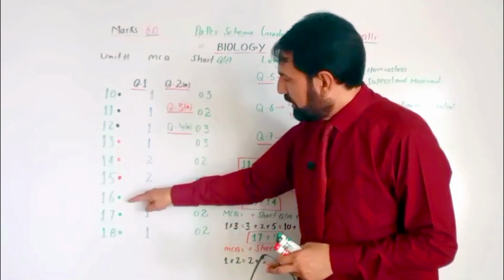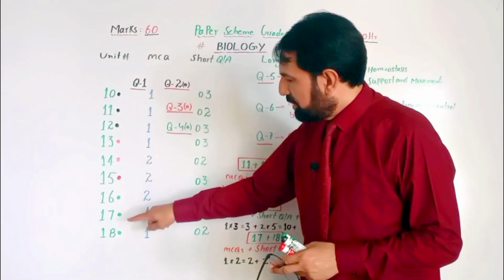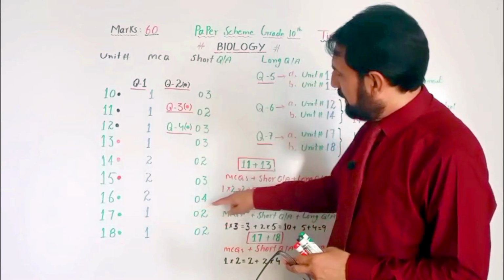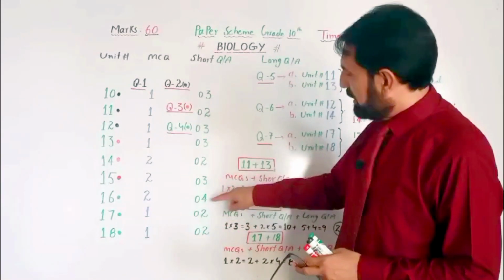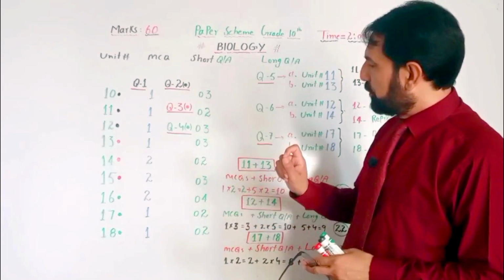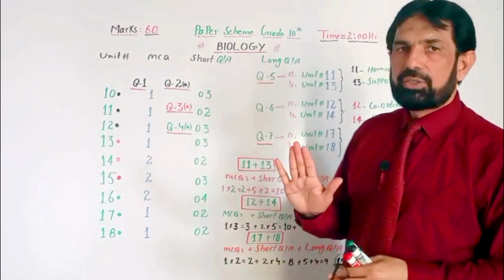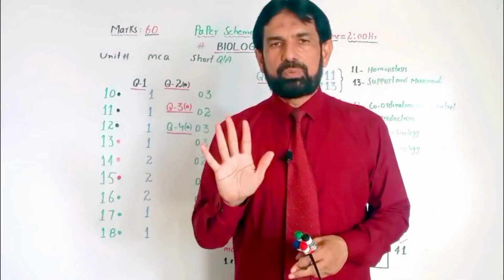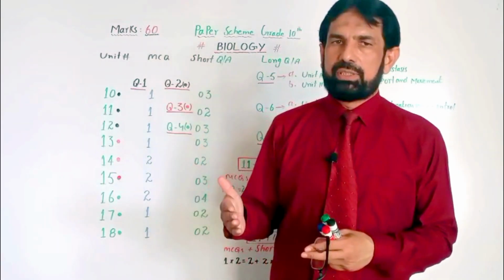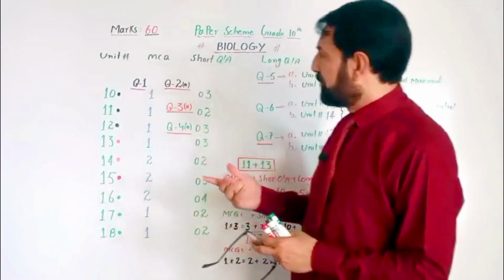The third short question will be from chapter number 16, 17 and 18, the green dots, and there will be a division of short questions as 4, 2, 2. If you just complete chapter number 16, you will be able to attempt 4 short questions. You need 1 more question, so it is also very easy.